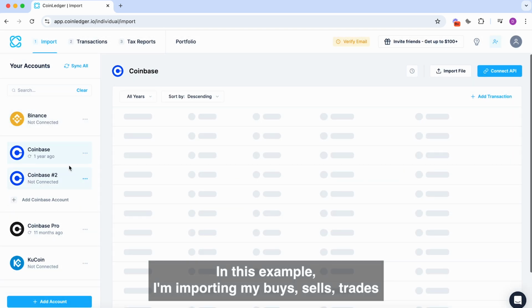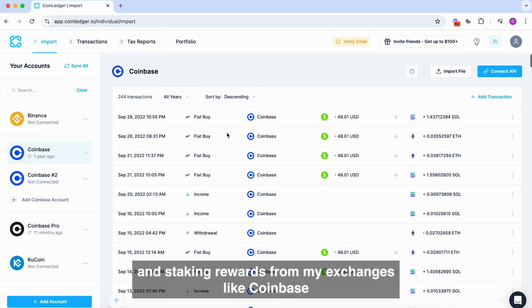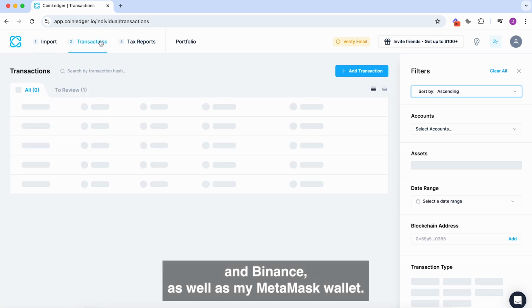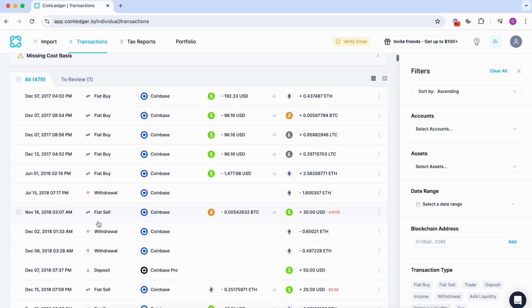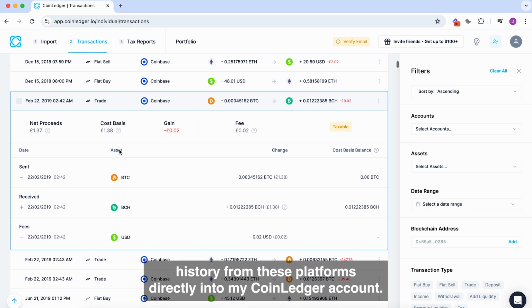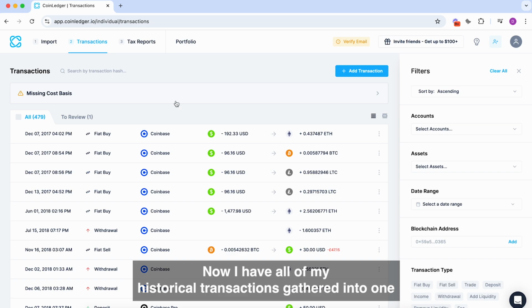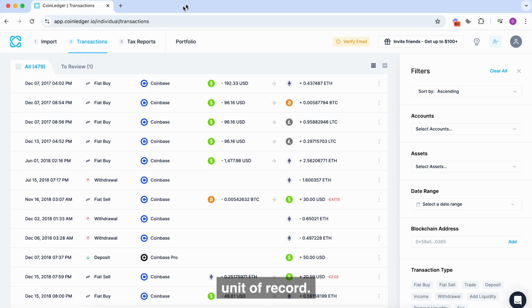In this example, I'm importing my buys, sells, trades, and staking rewards from my exchanges like Coinbase and Binance, as well as my MetaMask wallet. With just a few clicks, I can import all of my transaction history from these platforms directly into my CoinLedger account. Now I have all of my historical transactions gathered into one unit of record.